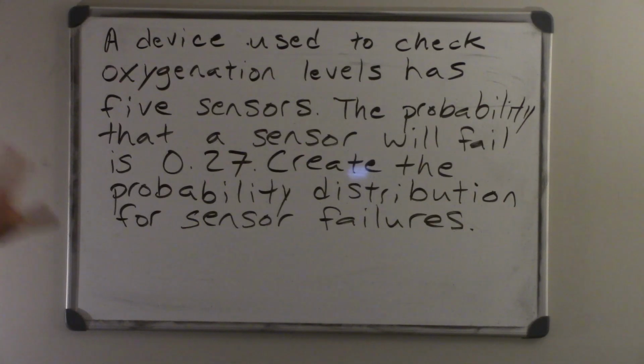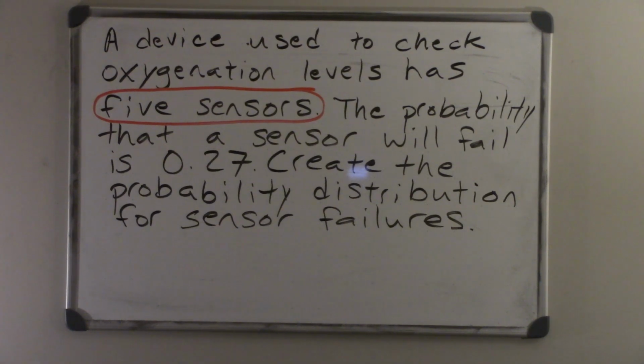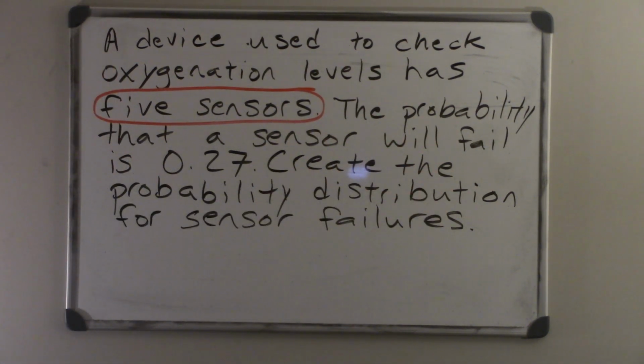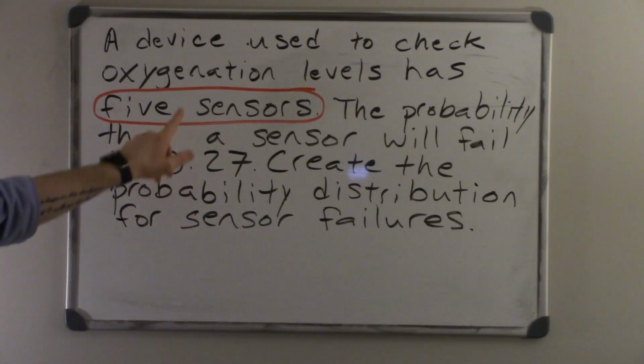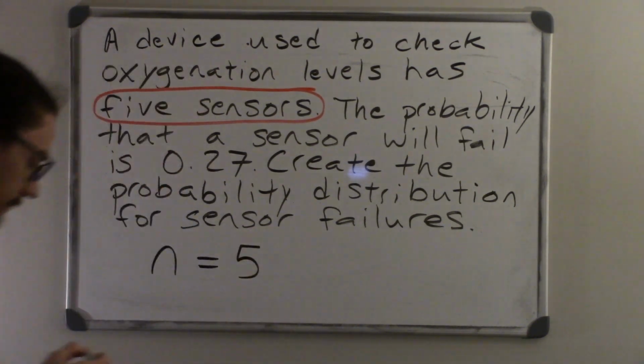So the things that we're going to need to pull out of this problem are N, the number of trials, and P, the probability of success. When we're looking for the number of trials, we just read this and say, well, what are we looking at? What are we doing multiple times? What we're doing multiple times is looking at a sensor. There are 5 sensors. That's what this problem is about. We're talking about the probability a sensor will fail. So really our trial is looking to see whether or not a sensor fails, and we have 5 sensors, so we have 5 trials. So N is going to be 5.